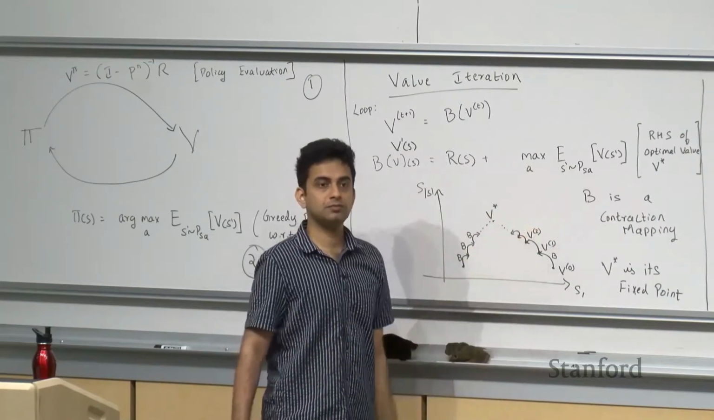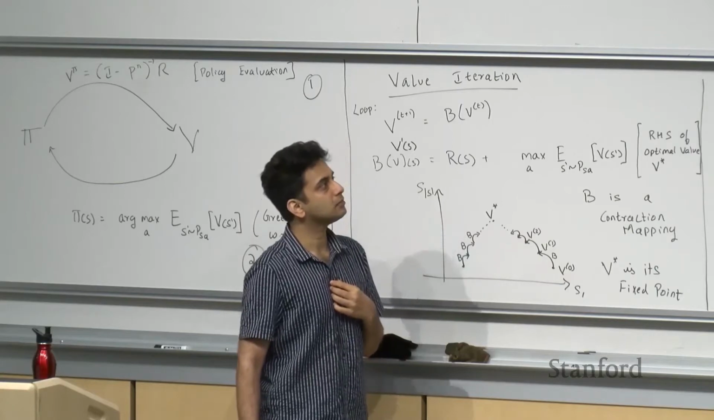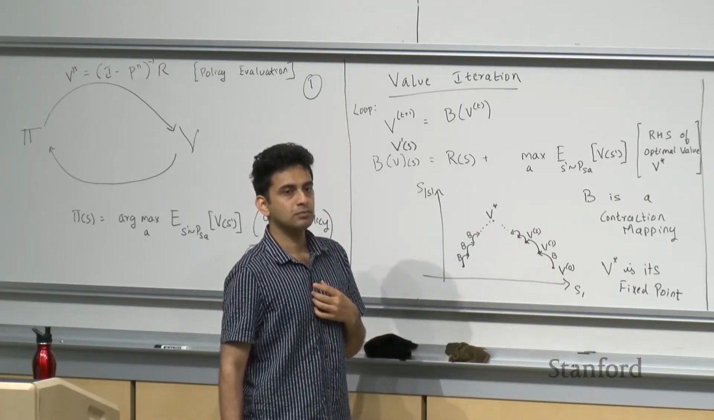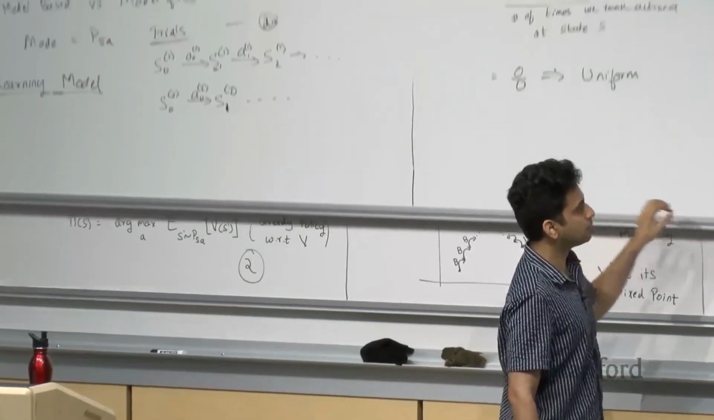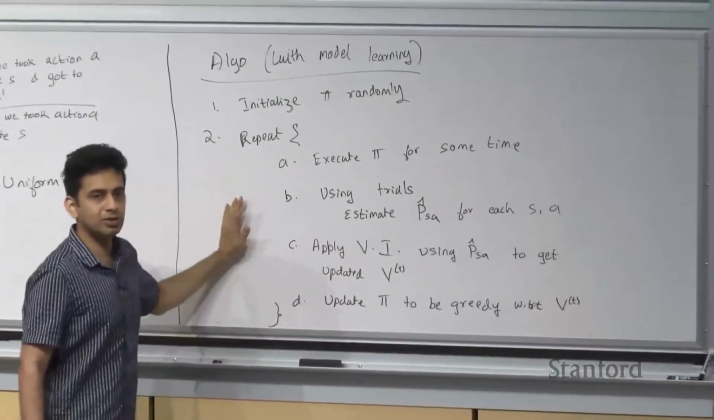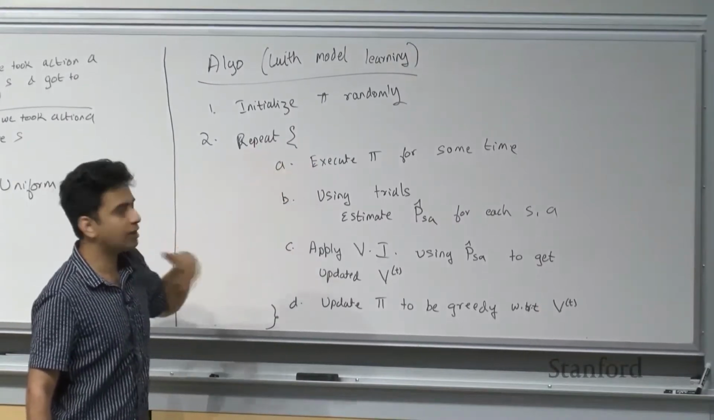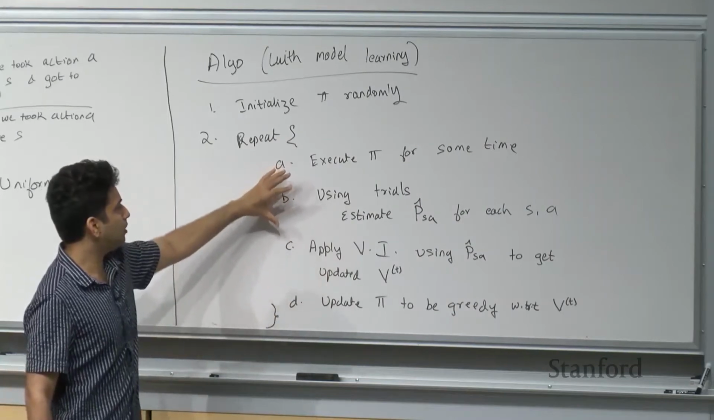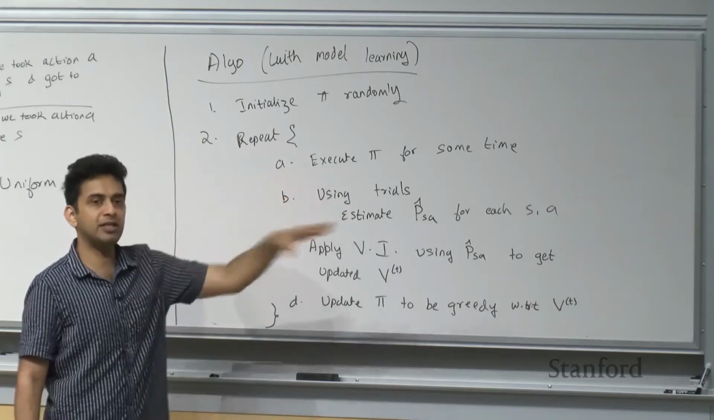Yes, question? Why don't you just remove steps C and D out of the loop and do it later? First, just keep playing and estimate all the p hat SA for all possible S, and then once you have good estimates, do C and D. Good question. The reason why that might not work all the time is because unless you have a good policy, you may not even reach certain states.